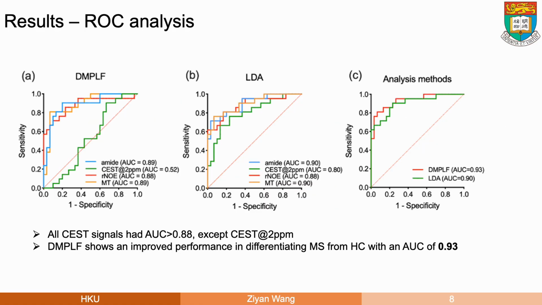The results of ROC analysis show that, except for CEST at 2 ppm, all other CEST signals exhibited an AUC greater than or equal to 0.88 in differentiating MS from HC. Furthermore, we also performed ROC analysis for the combined CEST signal for each method. We can see that DMPLF shows a higher performance in differentiating MS from HC with an AUC of 0.93.